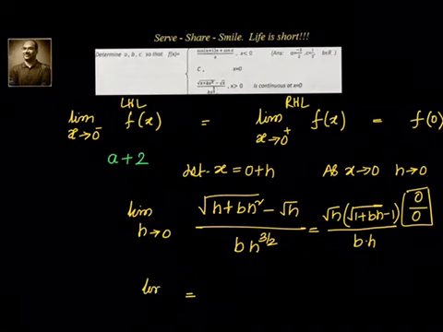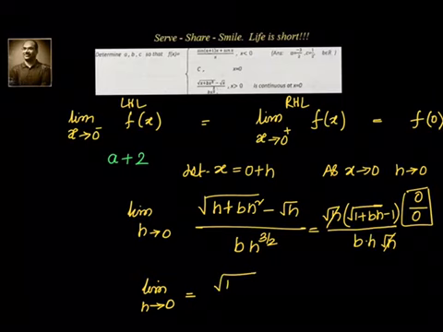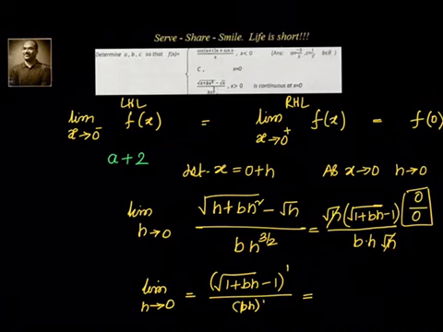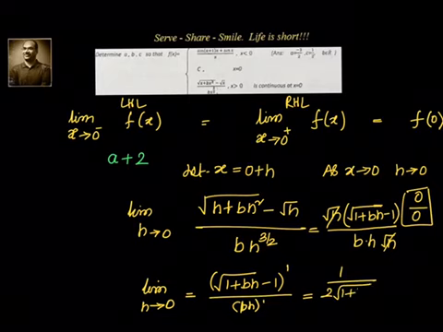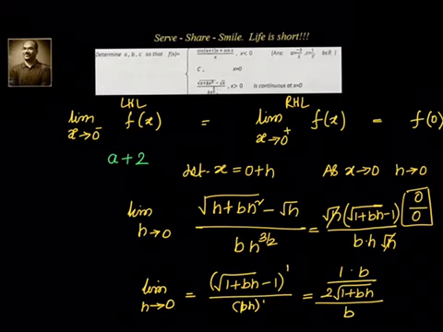Now we will write down limit h tends to 0. This is also equal to, now root h will cancel. We are left with root of 1 plus bh minus 1. We can do the derivative of that, divided by bh derivative. So what is derivative of root of 1 plus bh minus 1? That is 1 by 2 root 1 plus bh, and for bh we will have chain rule, say b, divided by the denominator bh derivative is b only, and b will cancel. We are left with 1 by 2 root 1 plus bh.